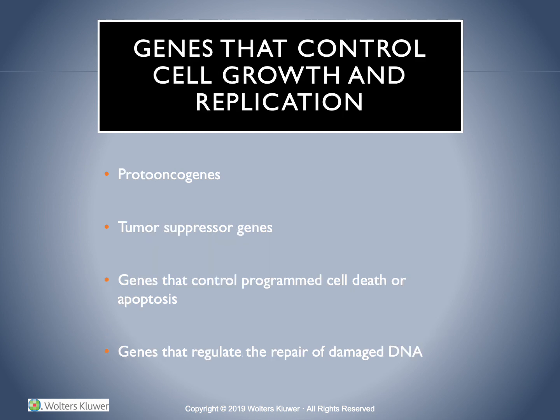Just as there are factors affecting tumor growth, there are genes that control cell growth and replication. These genes include tumor suppressor genes, oncogenes, cell cycle regulators, DNA repair genes, growth factor receptors, telomerase genes, and those are just a few.